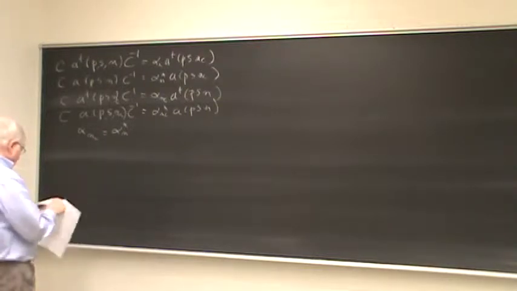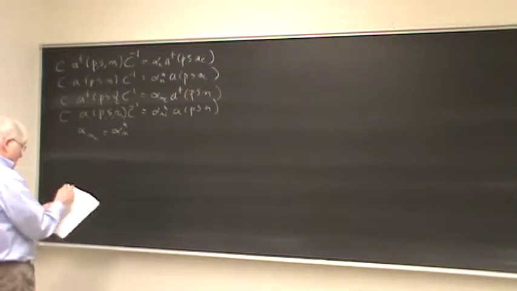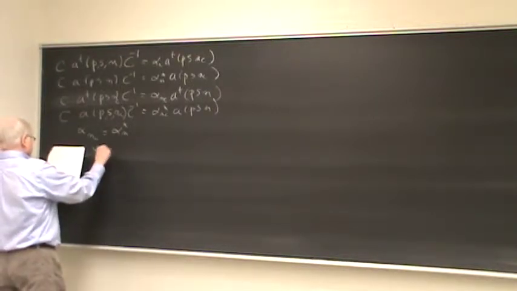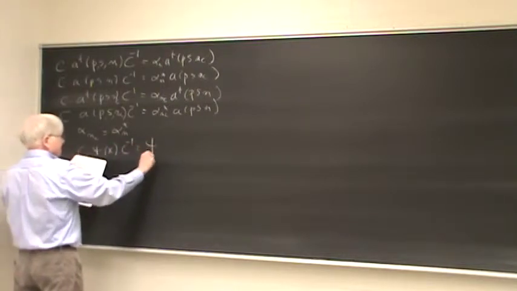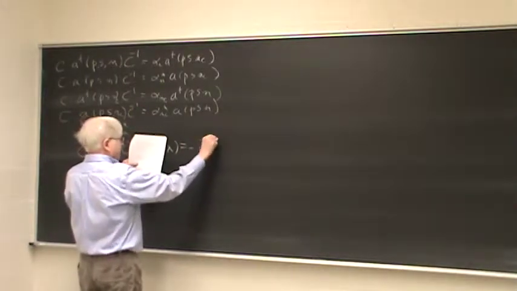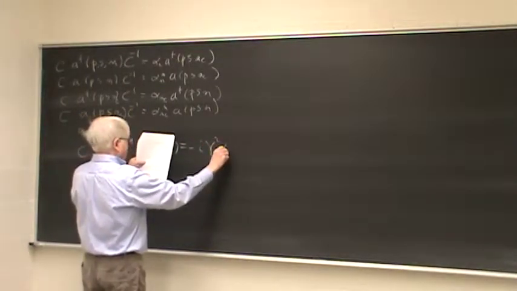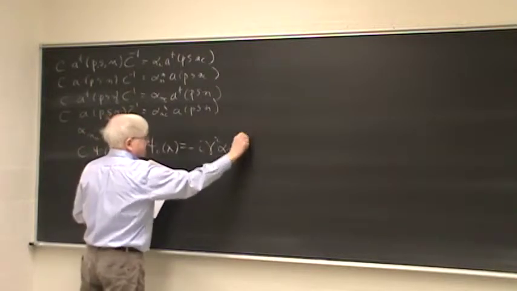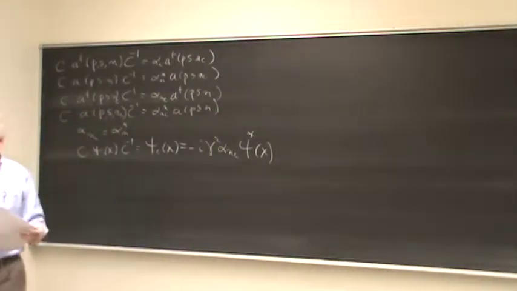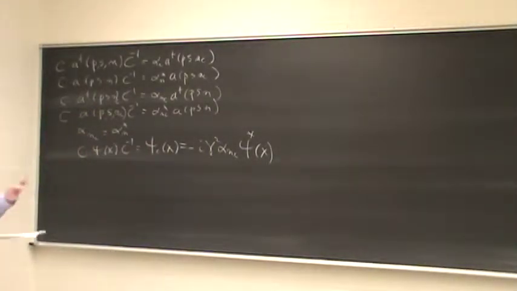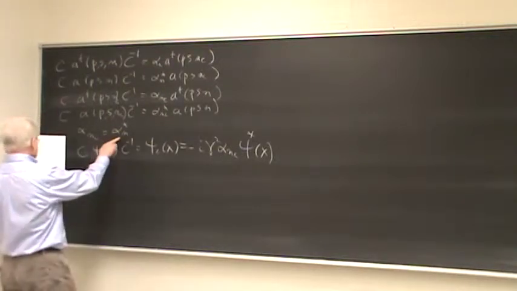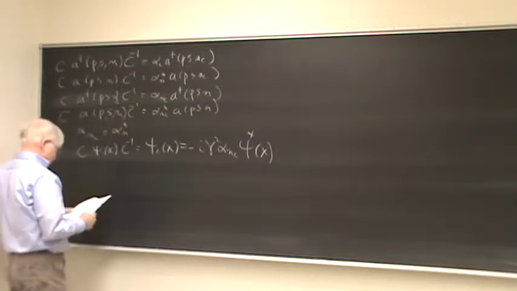And in that case, what we arranged was that C psi of x C inverse, which is psi conjugate of x, turned out to be minus i gamma 2 alpha n^c psi star of x. Star meaning you adjoint the operators, complex conjugate the numbers, and you don't twist them around. And as I said, we have this particular relation.